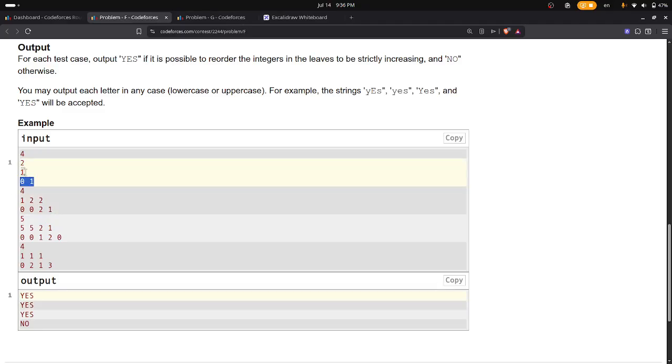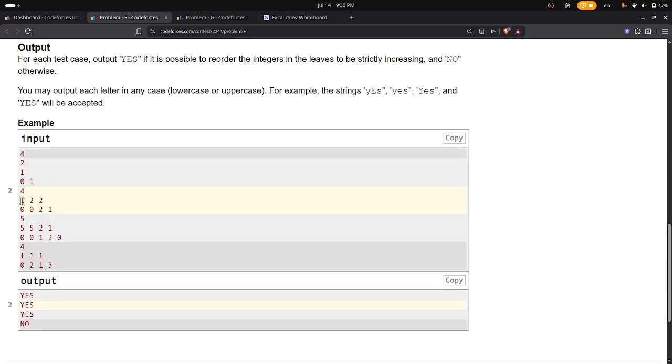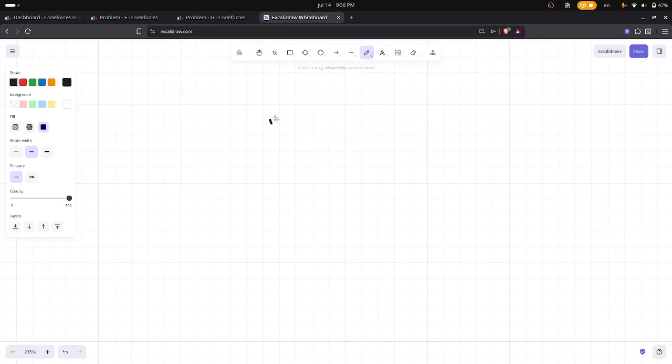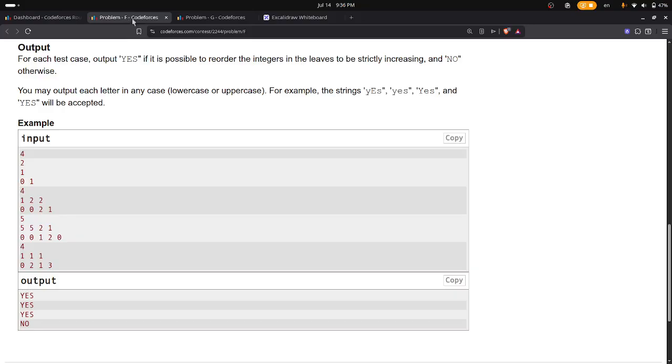For the first test case, which is definitely possible. For the second test case, we have 2 1 or like 1 2. Oh, it's horrible. No, I need to use pen and paper because doing this using a mouse is really a problem.